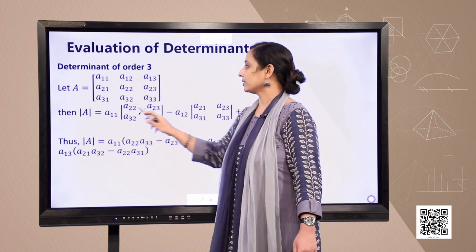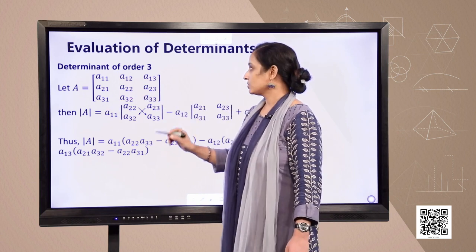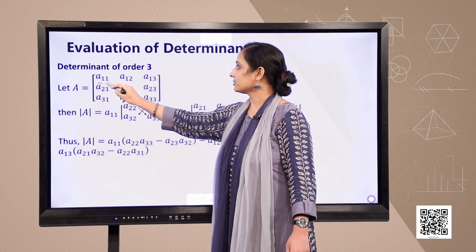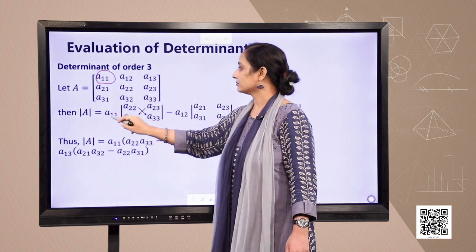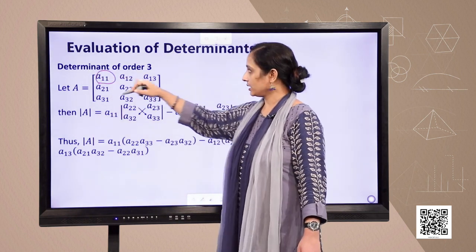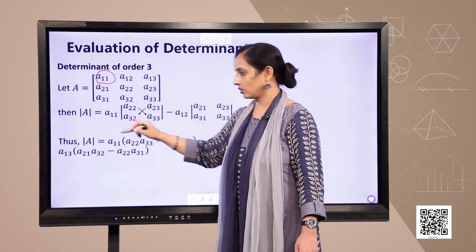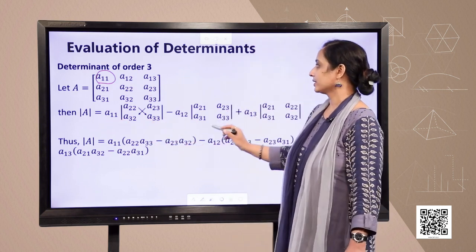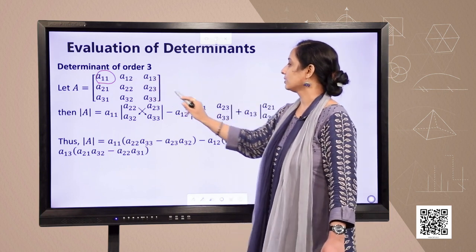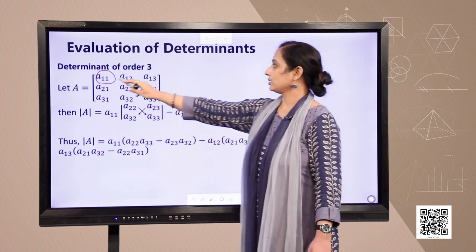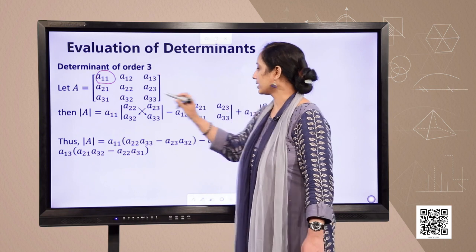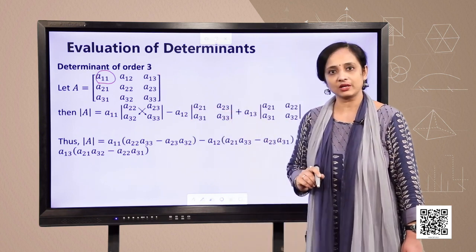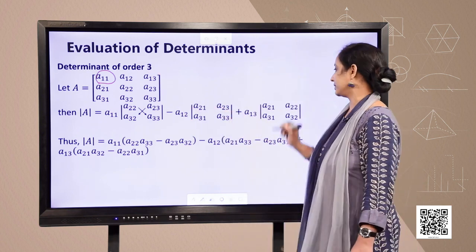Let this A be a third order matrix. So, how will you start? You write this element A11, write it here. Delete this first row and first column and write down the next determinant of second order. Write the next element A12. Delete first row and second column and write down the remaining 4 elements in the form of determinant.